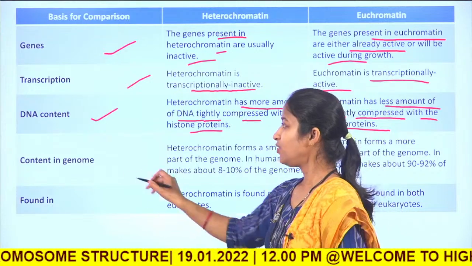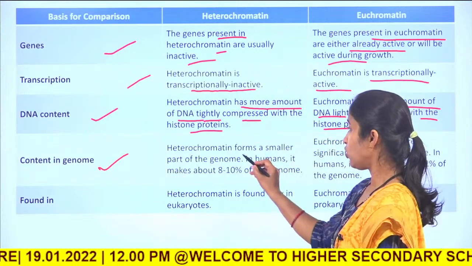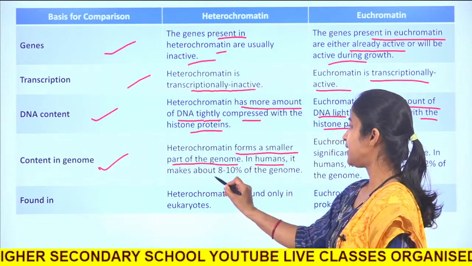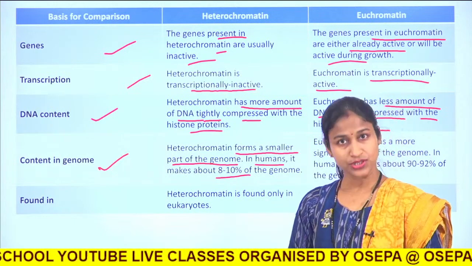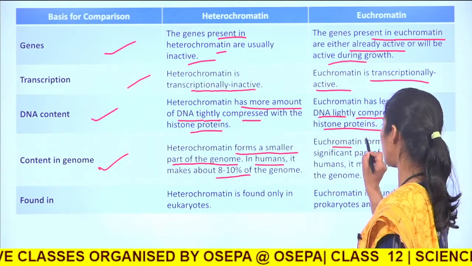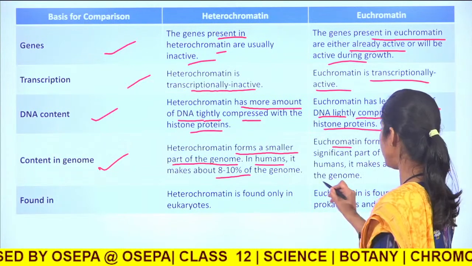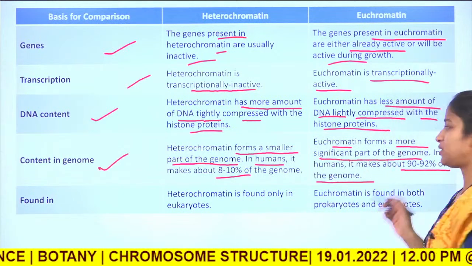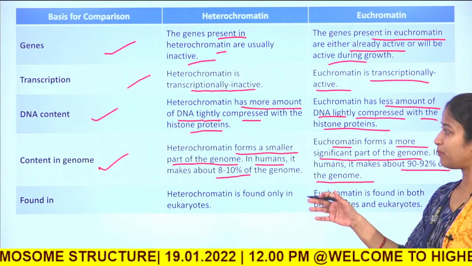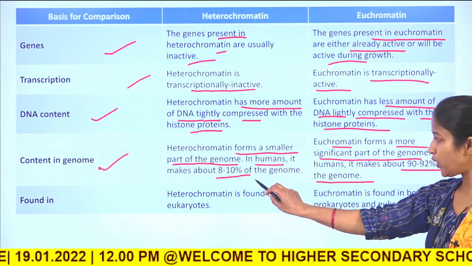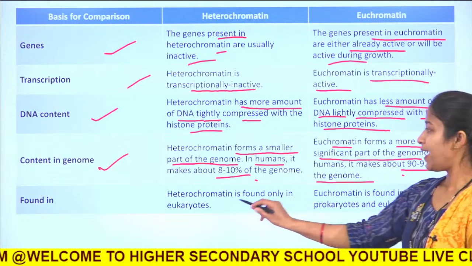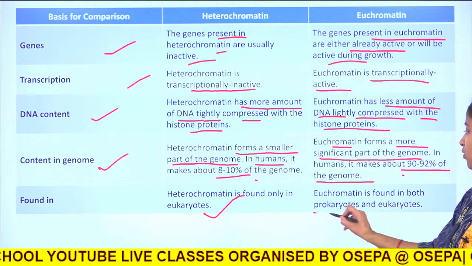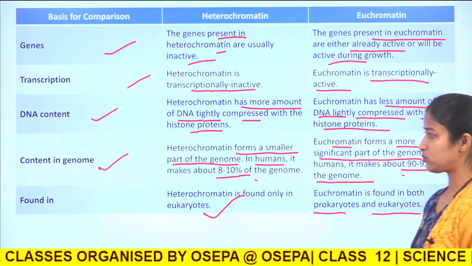Now the content in genome: heterochromatin forms a very small part of the genome. In humans, it is about 8 to 10% of the genome. Whereas euchromatin forms 90 to 92% of the genome, so it forms a more significant part of the genome. So the content of genome is low here and high here. Now, heterochromatin is found in eukaryotes only, whereas euchromatin is found in both prokaryotes and eukaryotes.